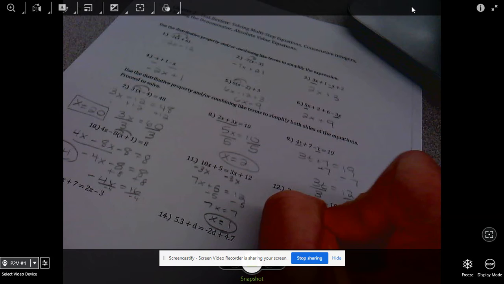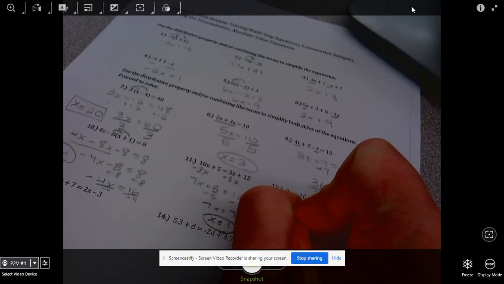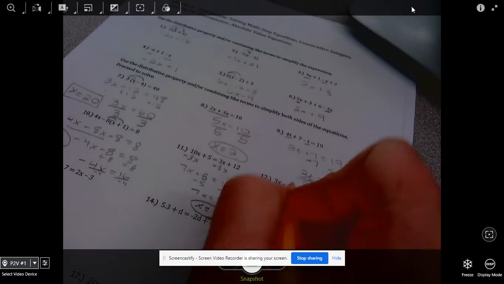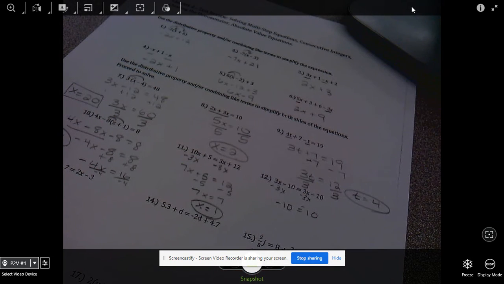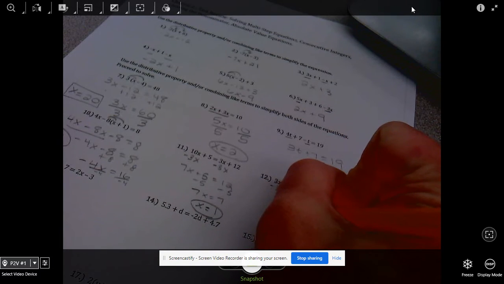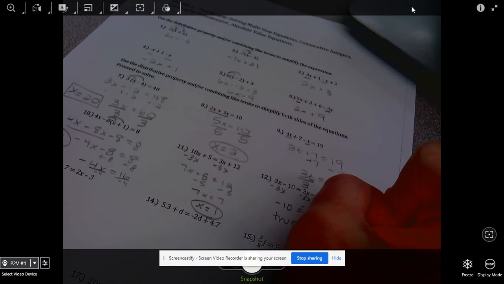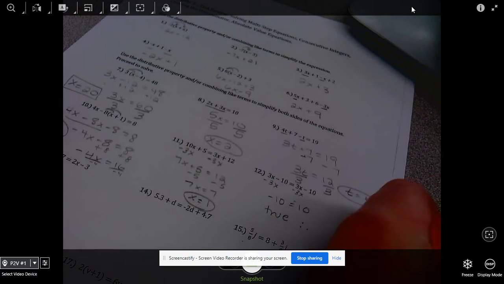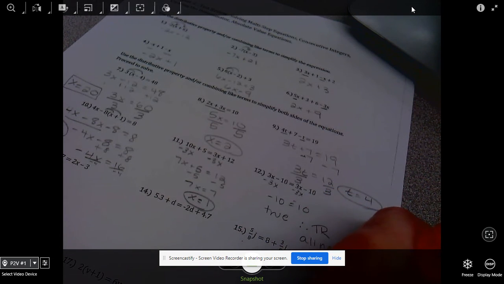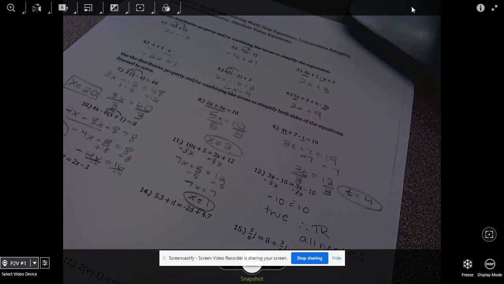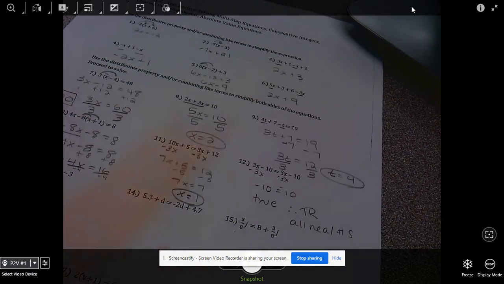Same thing here. Let's move x's to the right. We'll cancel on both sides, and we'll get negative 10 equals negative 10. Is that true? Yes. If it's true, therefore, that's what these 3 dots mean. Therefore, all real numbers. The symbol means all real numbers work. That means x could be 2, x could be 7, x could be 3,000. And if you're not sure if it's all real numbers or no solution, try a number. Substitute it in. Will it work?